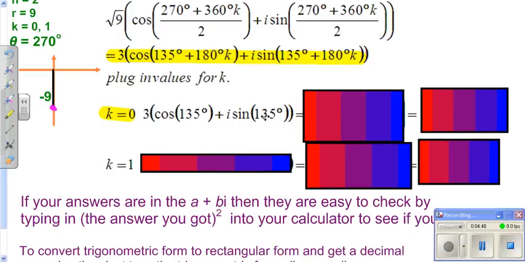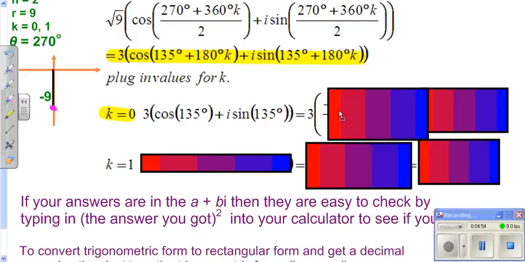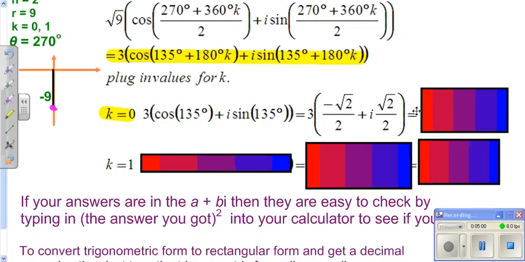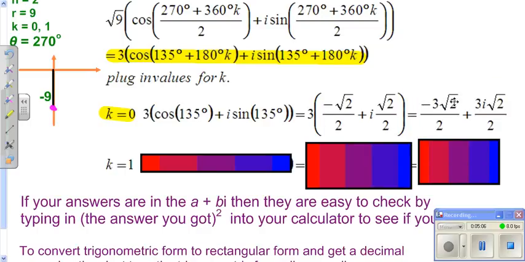However, we didn't start with trig form, so we don't want to leave our answer in trig form. So we're going to go 3 cosine of 135, which you're supposed to have memorized, plus an i times the sine of 135. Distribute through. That's really a 3 over 1, so you got to multiply 3 over 1 times each one of these. So then you get your answer here of a negative 3 root 2 over 2 plus a 3i root 2 over 2. That's your answer in rectangular form.